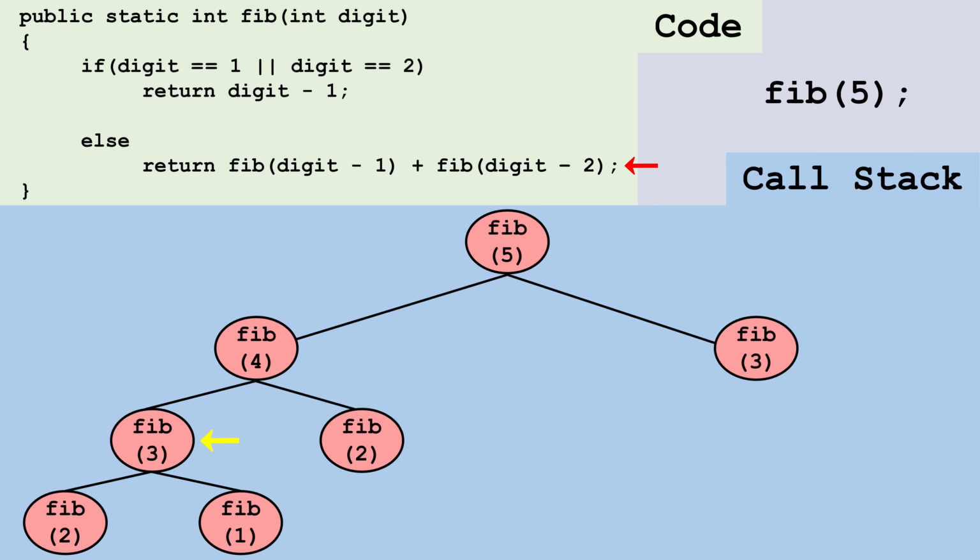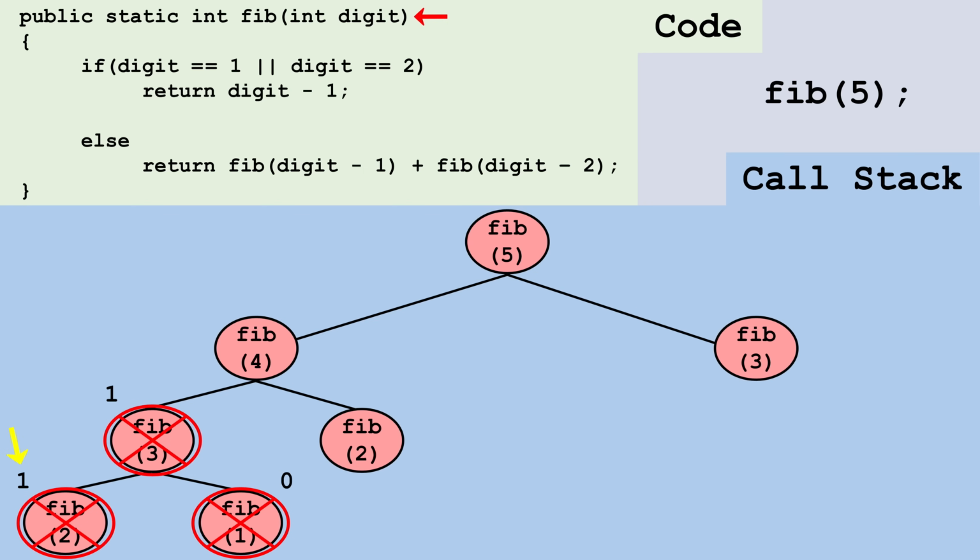Now we've hit 2 base cases. If we pass fib the value 2, it'll return 1. If we pass fib the value 1, it'll return 0. So now we can add up these 2 values and finish the fib3 node. Fib3 will return 1 plus 0, which is 1. Now we can go back to fib2.